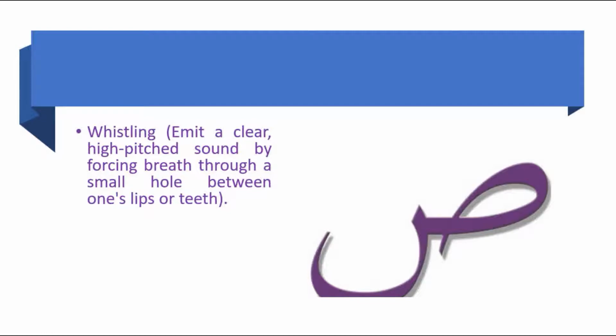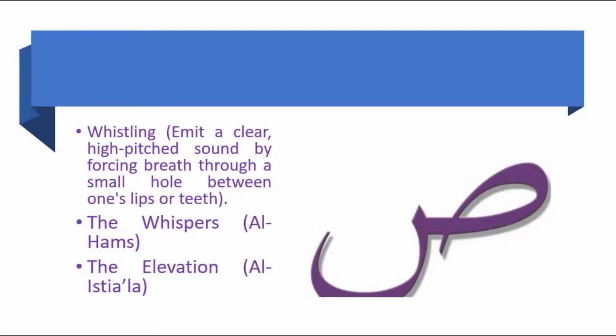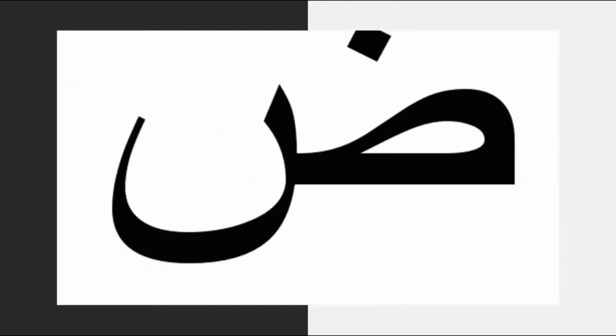Whistling is the imitation of a clear, high-pitched sound by forcing breath through a small hole between one's lips or teeth. Here it doesn't come from the lips, it comes from between the teeth. This gives the whistling. And you will see also whispering, al-hams. It comes with sin and with sad, but sad has also this whistling and this elevation of the tongue.